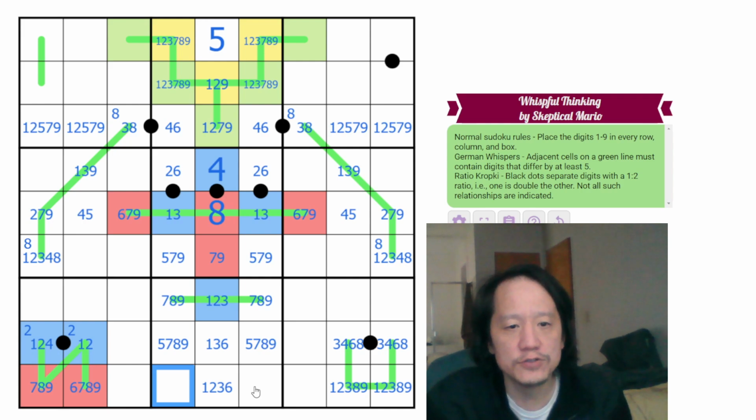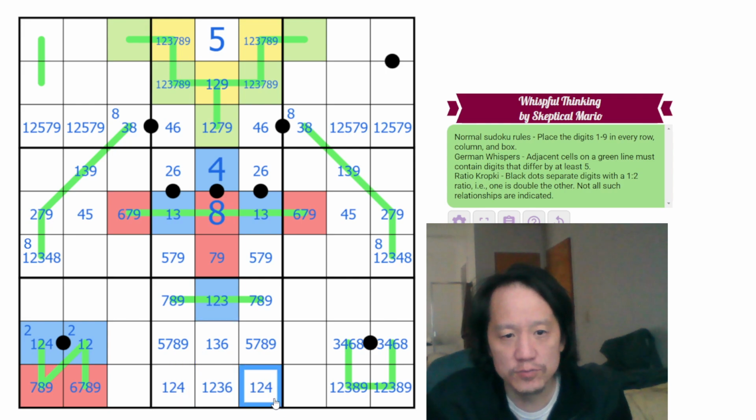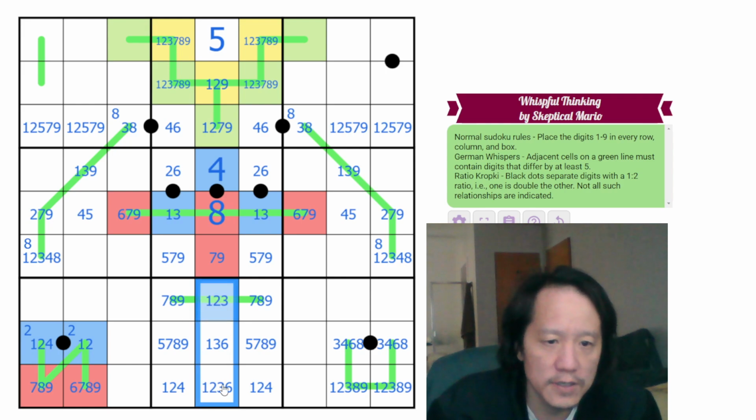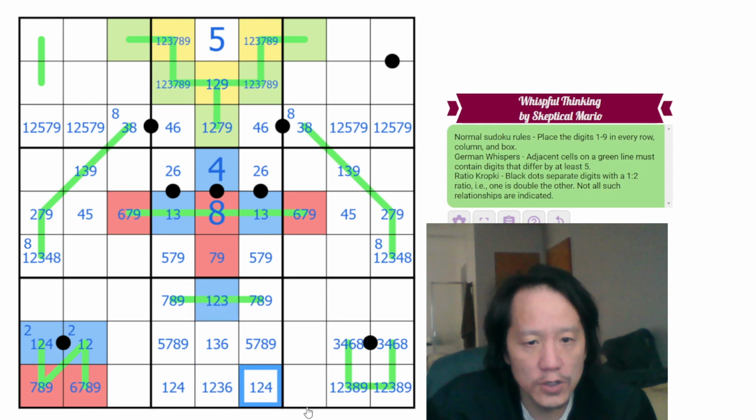So therefore this is 1, 2. It cannot be 6 or 3. So this is 1, 2, 4, and this is 1, 2, or 4 because we know the 3 and the 6 both have to be in column 5 in box 8. So this is 1, 2, or 4.